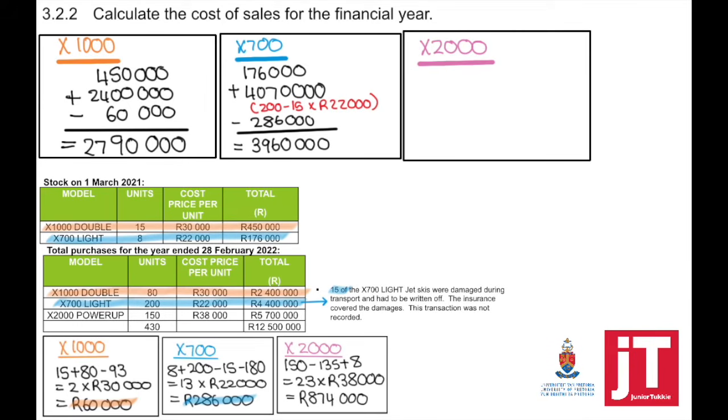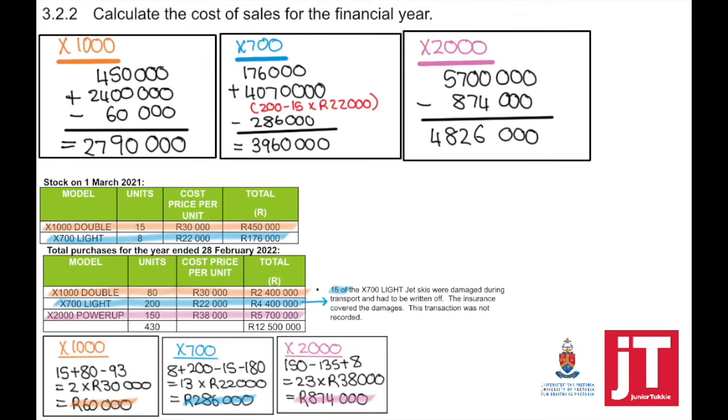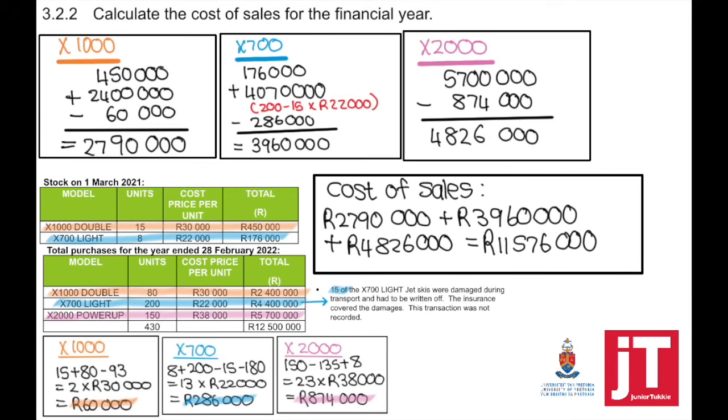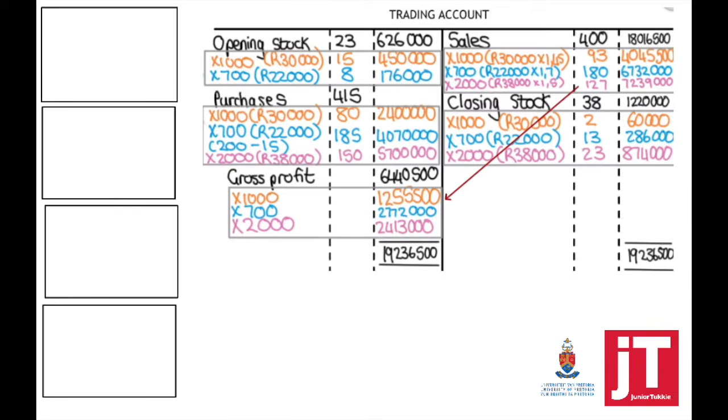Looking at X2000, there was no opening stock, so we're going to take the total purchases minus my closing stock calculated in the previous question. That equals my cost of sales. To get the total cost of sales, we need to add all of those together, and that equals my total cost of sales. Now looking at another option, how to calculate the cost of sales.